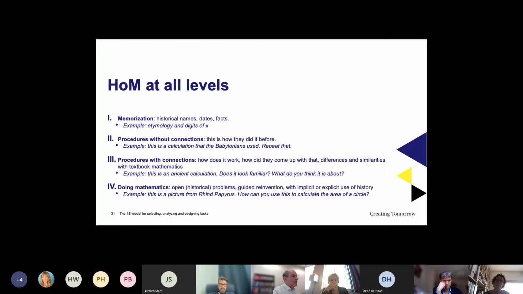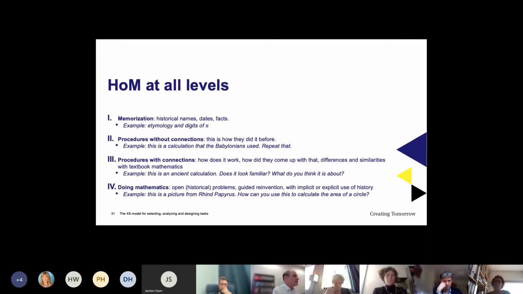Then you could also have them think about it a little more. This is an ancient calculation. Does it look familiar? What do you think it's about? Maybe you can think about how they came up with that. Are there differences and similarities with other procedures that you know?